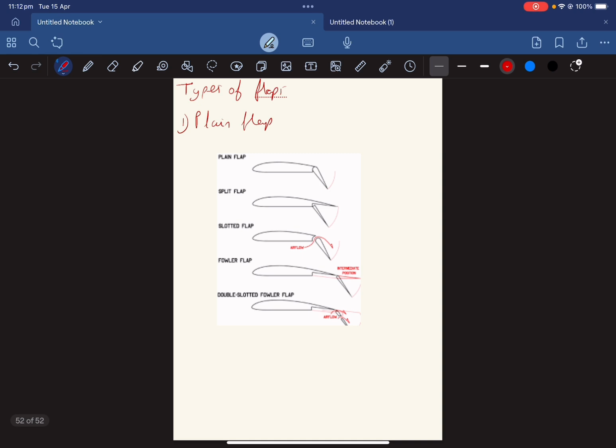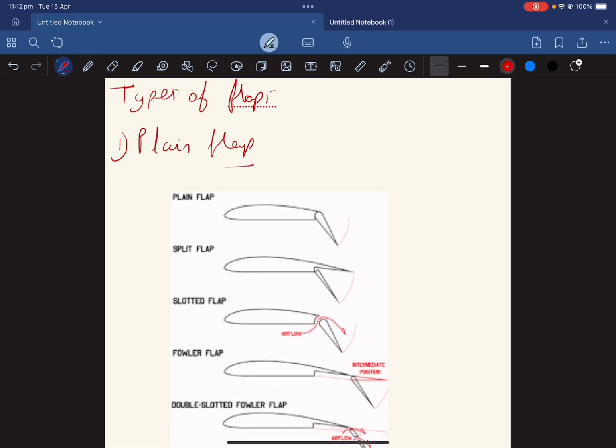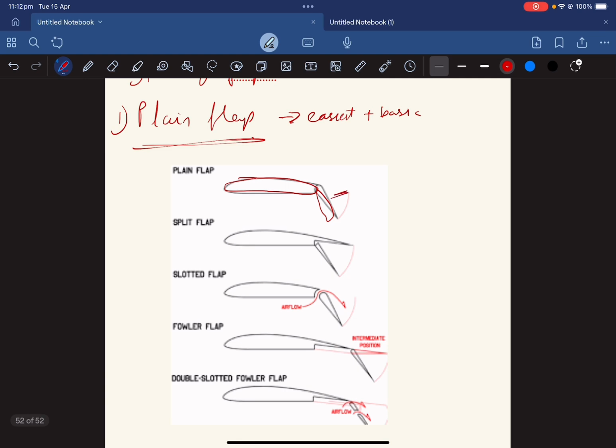All right. So the first one is going to be the plain flap. This is the easiest and most basic flap. There's not much to remember. You see this is the aerofoil, and there's just some section that has come down like this. I hope it makes sense. It gives a good increase in lift, but also there's some drag, because of this there's going to be parasite drag.